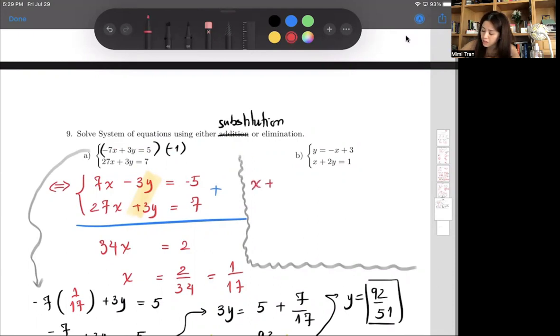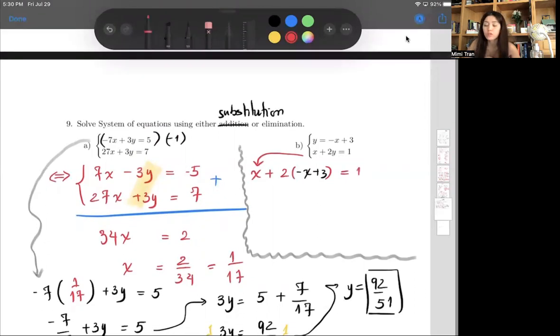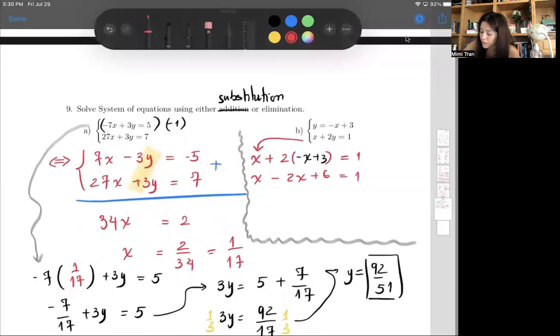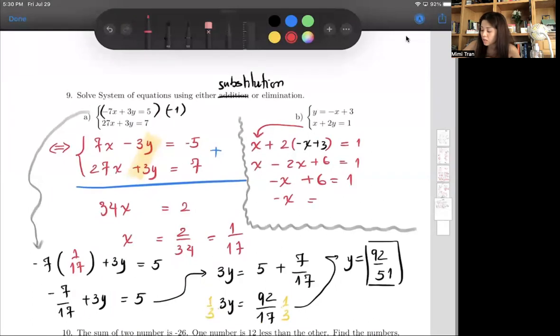So x plus, this one, second equation right here. X plus 2 times y is going to be, instead of y, it's going to be negative x plus 3, equal 1. Sorry, equal 1. And now you solve for x, right? So x minus 2x plus 6 equal 1. X minus 2x is minus x plus 6 equal 1. Subtract 6. So minus x equal -5, so x equals 5.